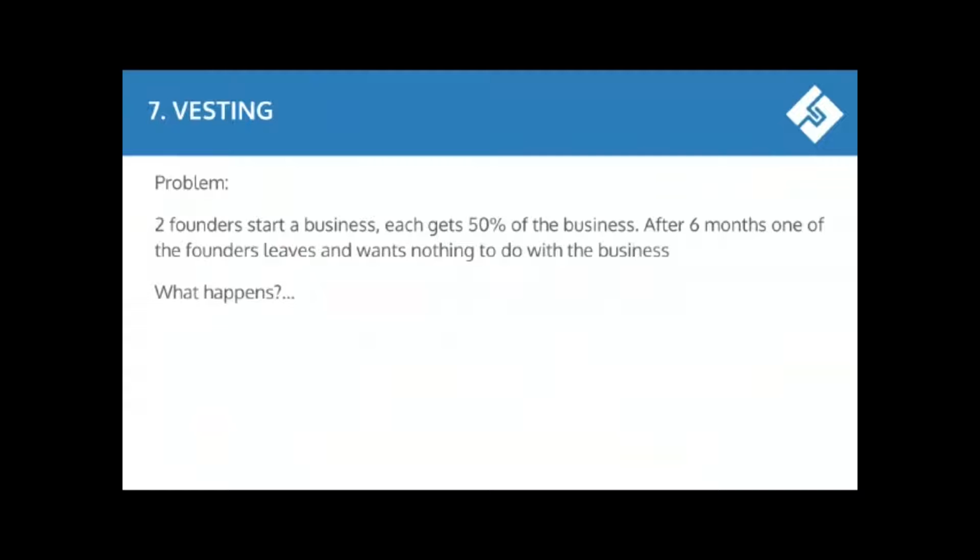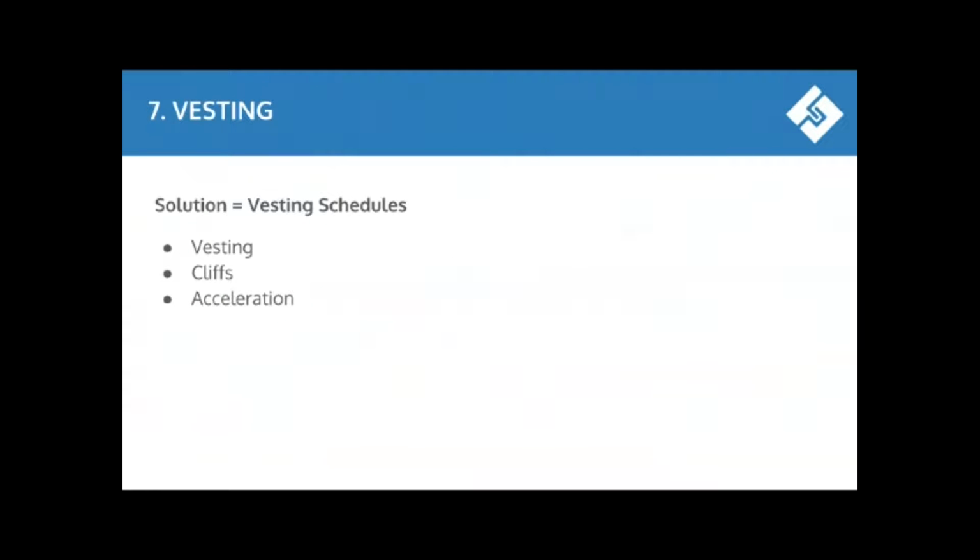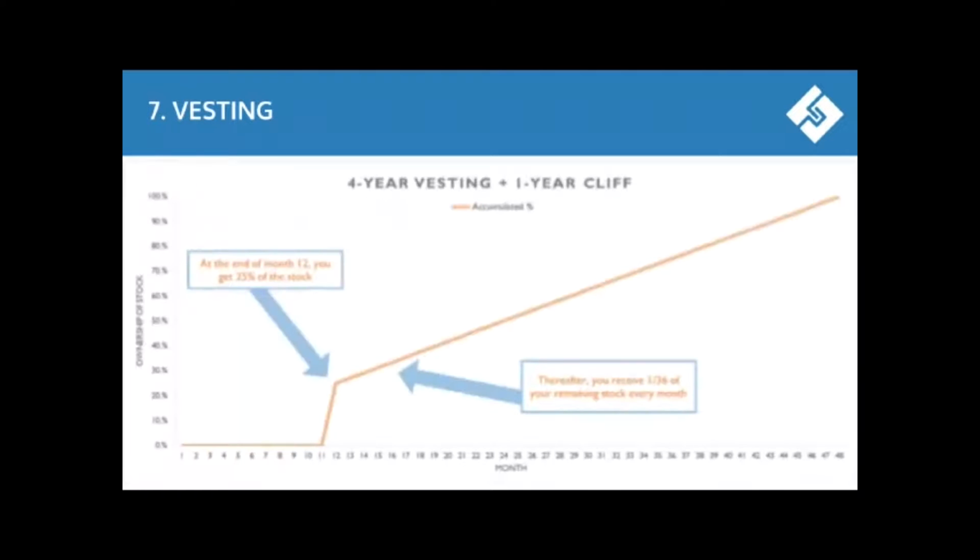So what's the solution? And that's this idea of vesting. If you are starting a new business, it's crucial that you have vesting in place. What vesting means is that co-founders will earn their merit or their shares over a certain period of time. I think the best way to explain it is to show you a graph. So here you can see this is an industry standard. This is a 4-year vesting with a 1-year cliff.